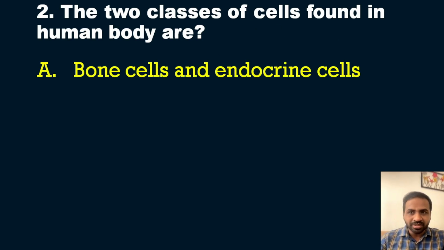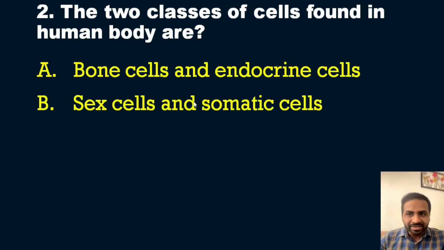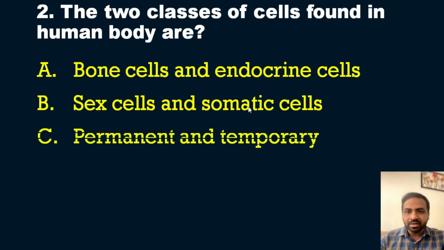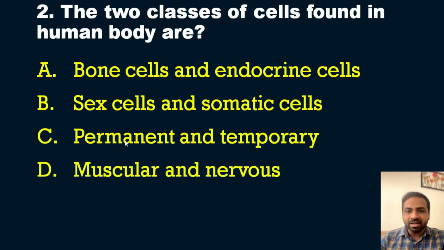The first option is the bone cells and the endocrine cells. The second option is the sex cells and the somatic cells. The third option is the permanent and temporary cells. And the final option is the muscular and nervous cells. So which is the answer? Which are the 2 classes of cells found in the human body?